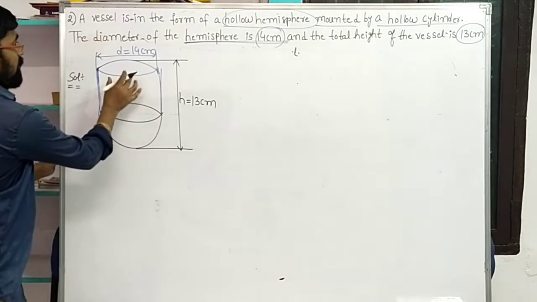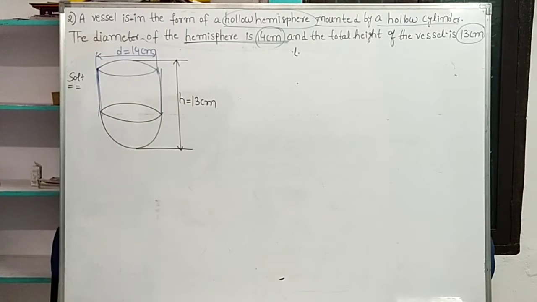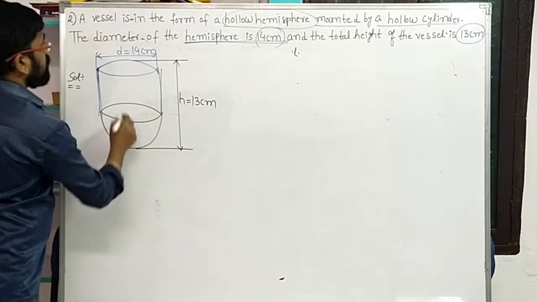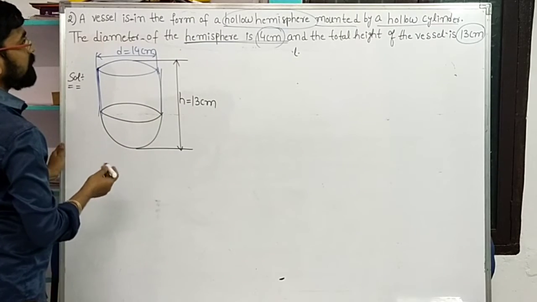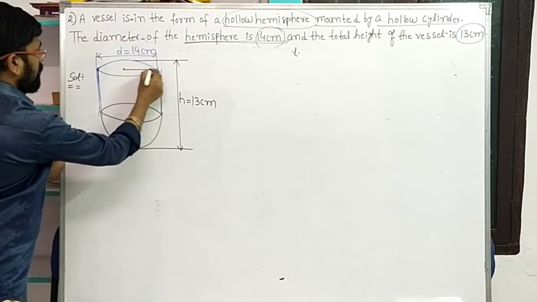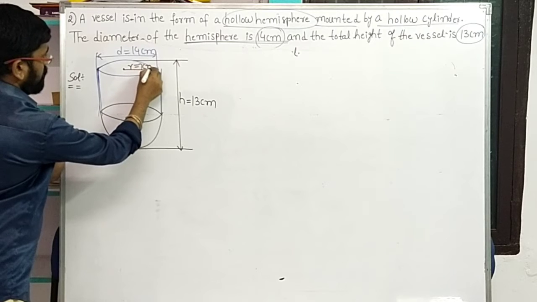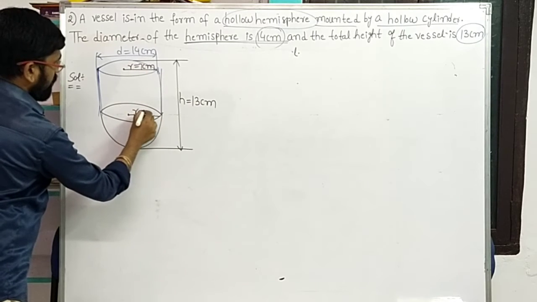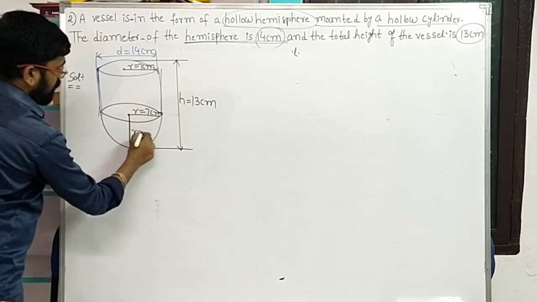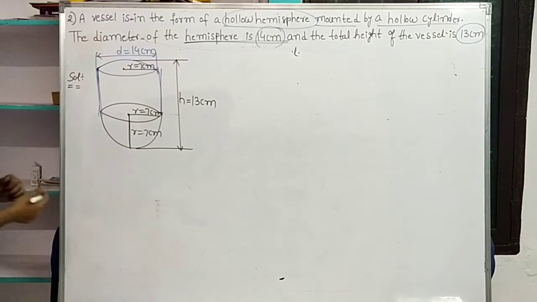These two diameters are the same, because the same diameter applies throughout. The vessel is a cylinder mounted on a hemisphere with diameter 14 centimeters. So the radius is 7 centimeters. Here also the radius will be R equals 7 centimeters, and here also the same radius, R equals 7 centimeters.